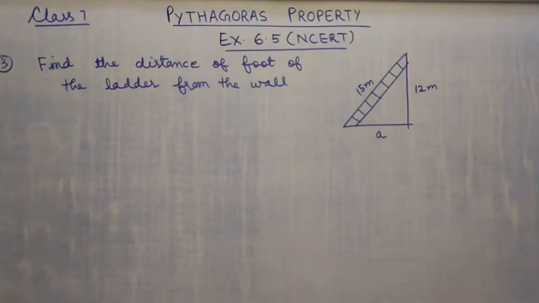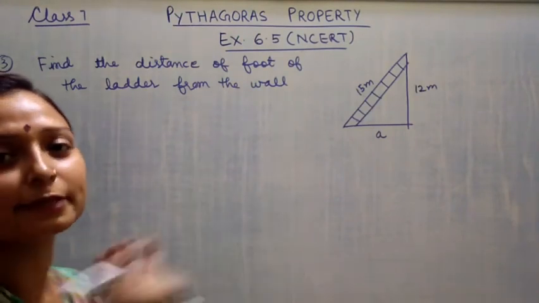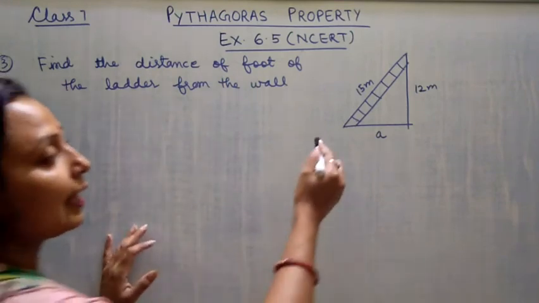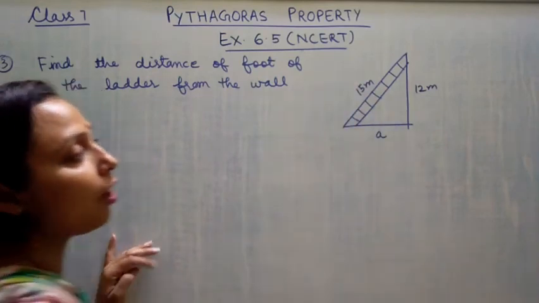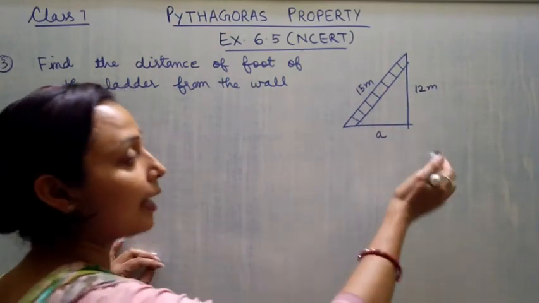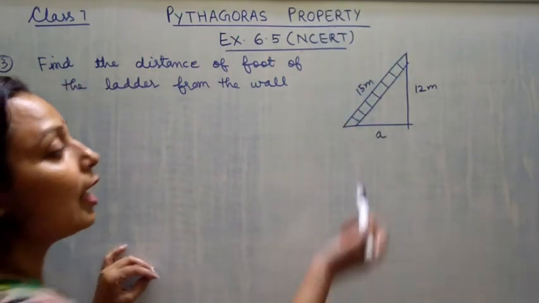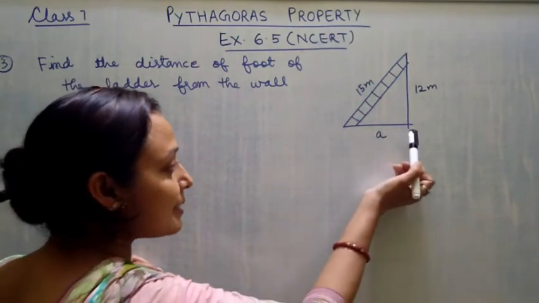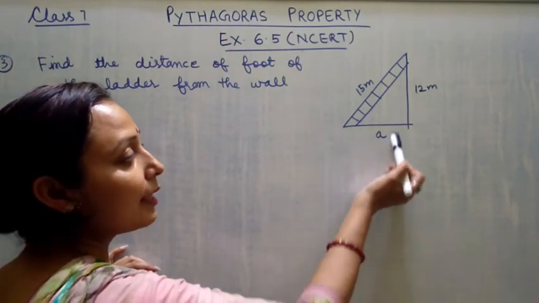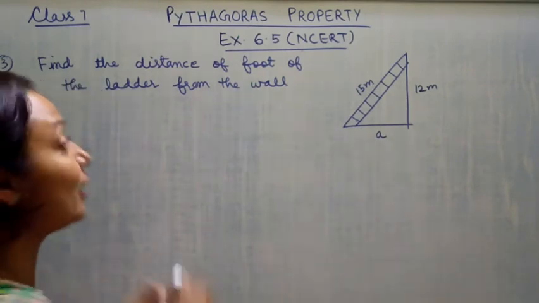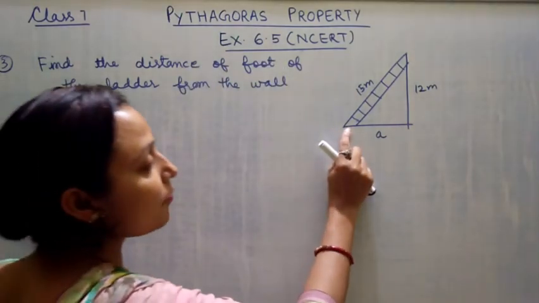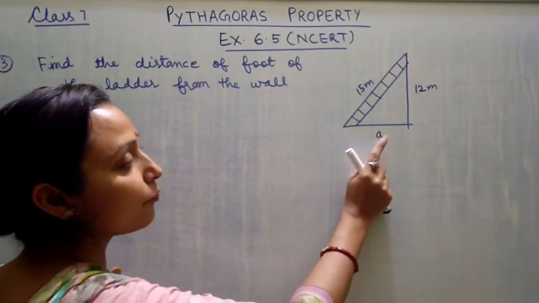Now I have written down the short form. The statement is a little bit lengthy. I have taken a short form of that question in which the ladder is 15 meter long. The long ladder is leaning against a wall which is 12 meter high from the ground, and the ladder is A meter away from this wall. You have to find the length of this A. Okay, find the distance of the foot of the ladder from the wall. This is the foot of the ladder from the wall. You have to find A.